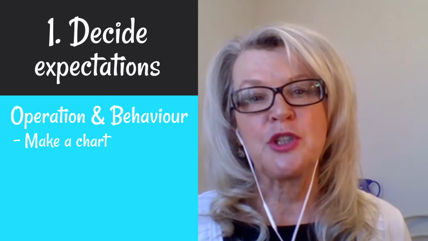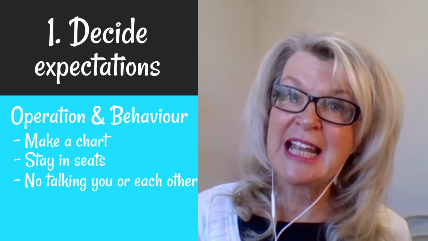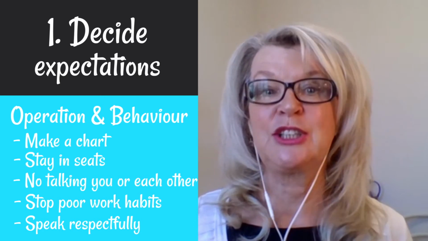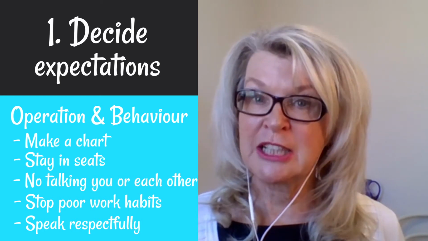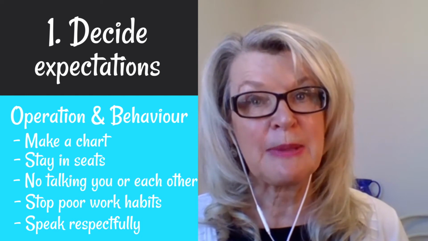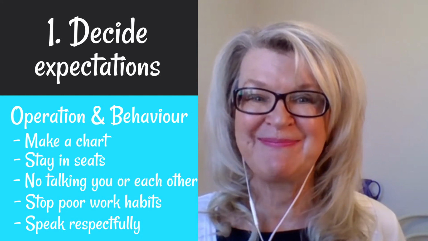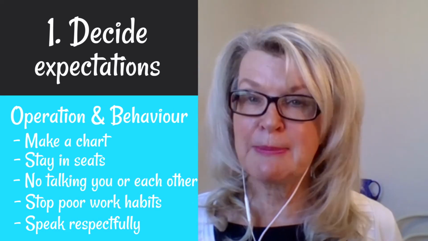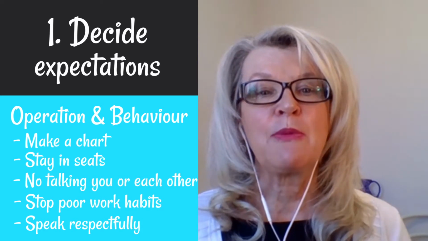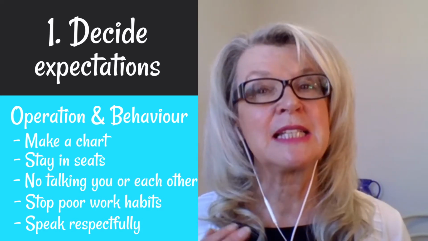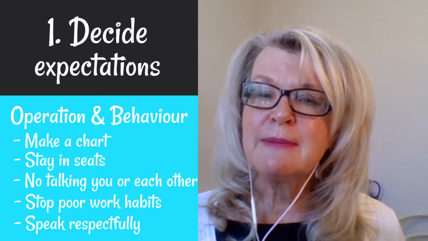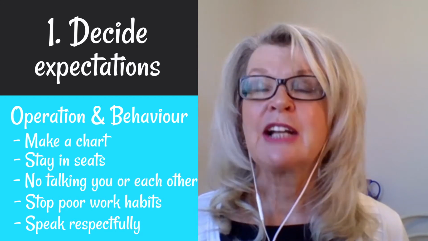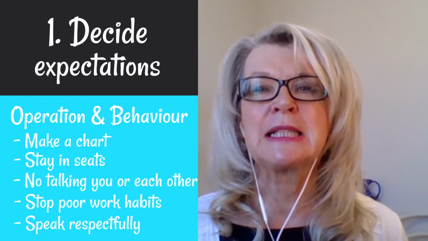So you might want them to stop being out of their seat and start staying in their seat. You might want them to stop talking over you and start listening to you. You want them to stop talking over each other and start following the expectation of one person speaks at a time. You may want them to stop having poor work habits and to start participating fully in your class. You might want them to stop being rude to each other and start speaking respectfully. Consider the most important classroom behaviours that you want to see and that you feel are important, and create 3 to 5 positive statements about expected student behaviour.